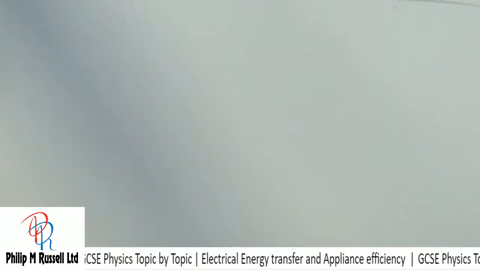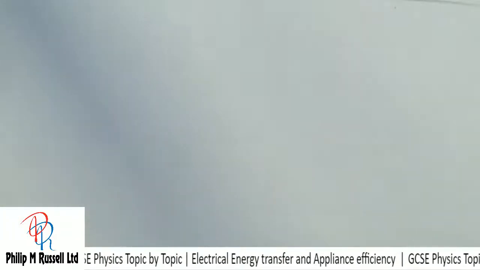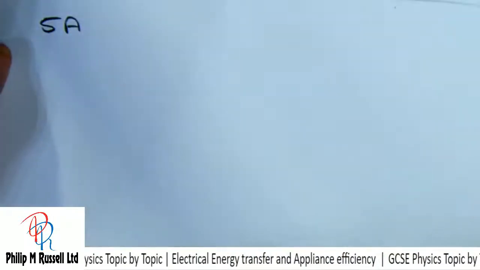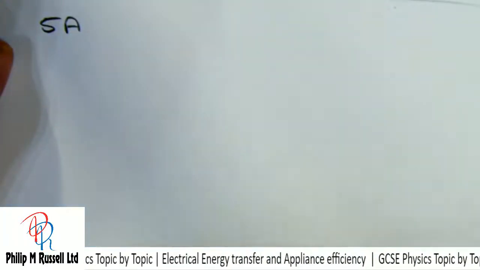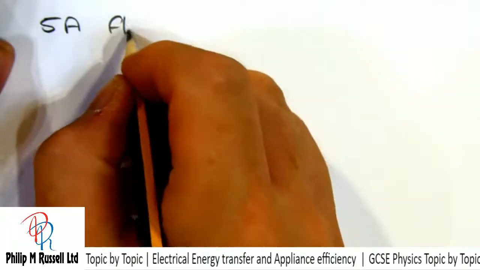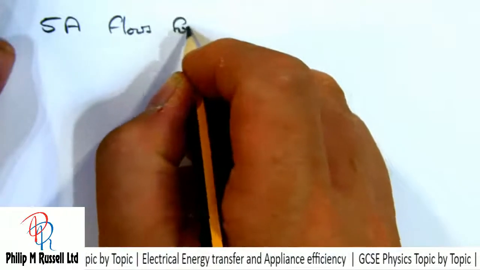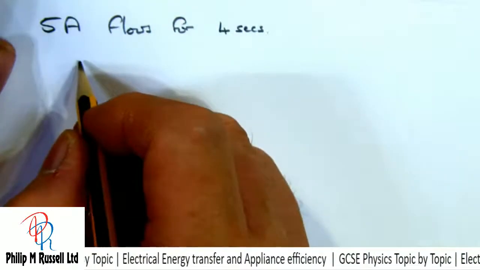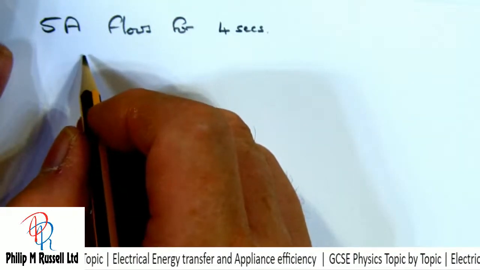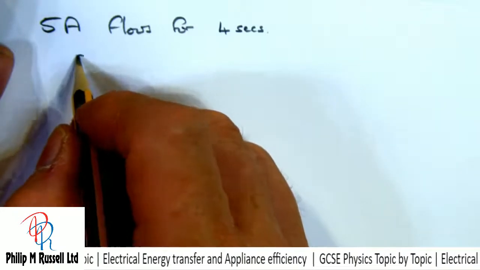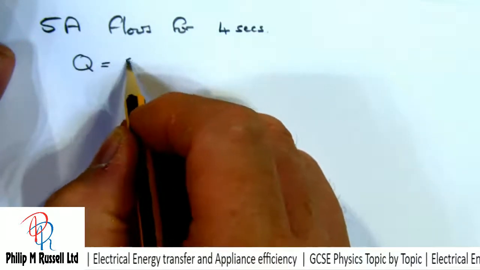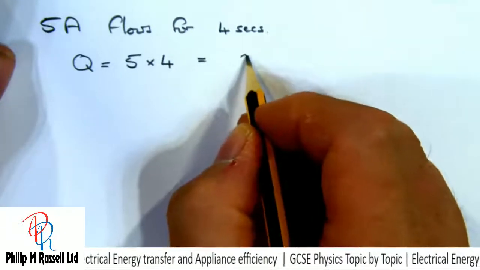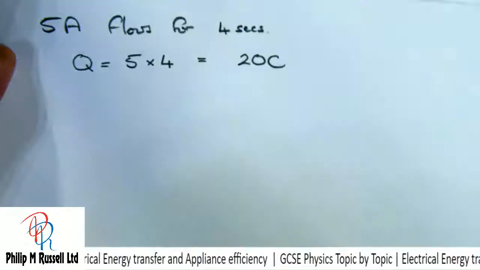Let's suppose I want to find out that if I've got 5 amps of current and it flows for 4 seconds, then the amount here of charge flow, Q, is going to equal my 5 amps times my 4 seconds, which is going to give me 20 coulombs.